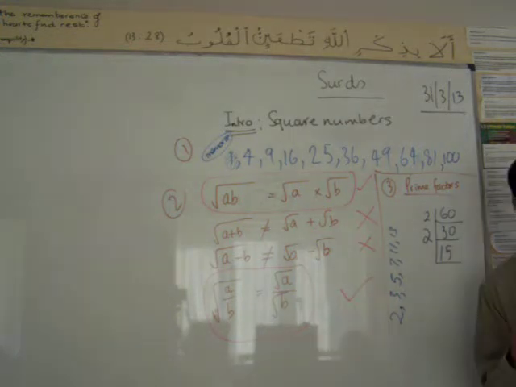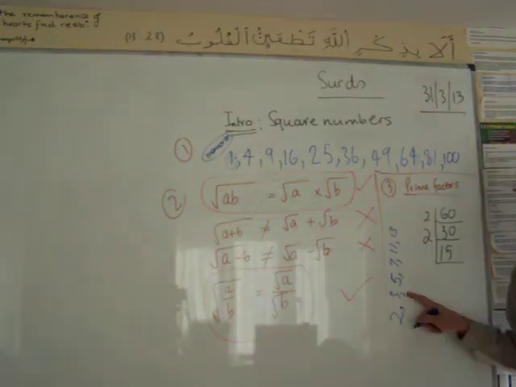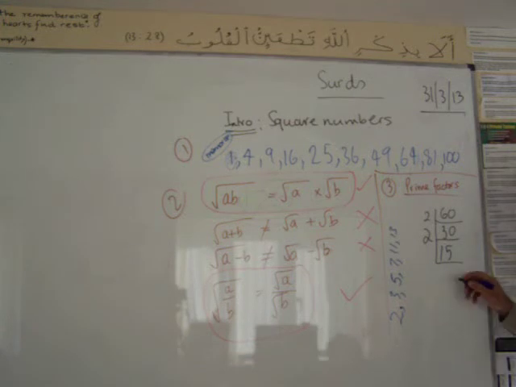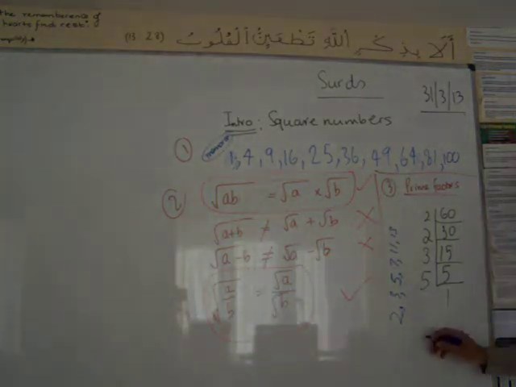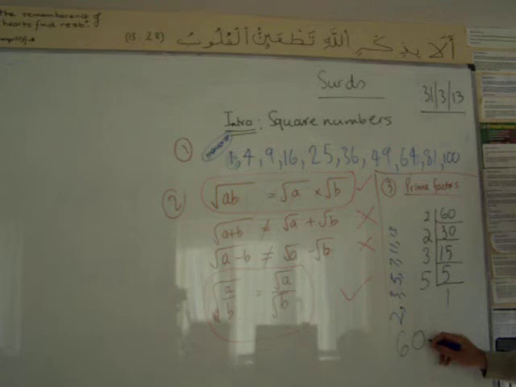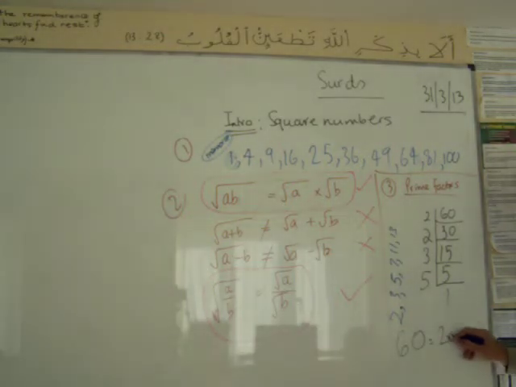15. Now, we can't divide 15 by 2. We go to the next prime number, which is 3. So 15 divided by 3 will give us an answer of 5. Now, 5 won't divide by 3. 5 will divide by 5. And that gives you 1. So 60 is equal to 2 times 2 times 3 times 5.